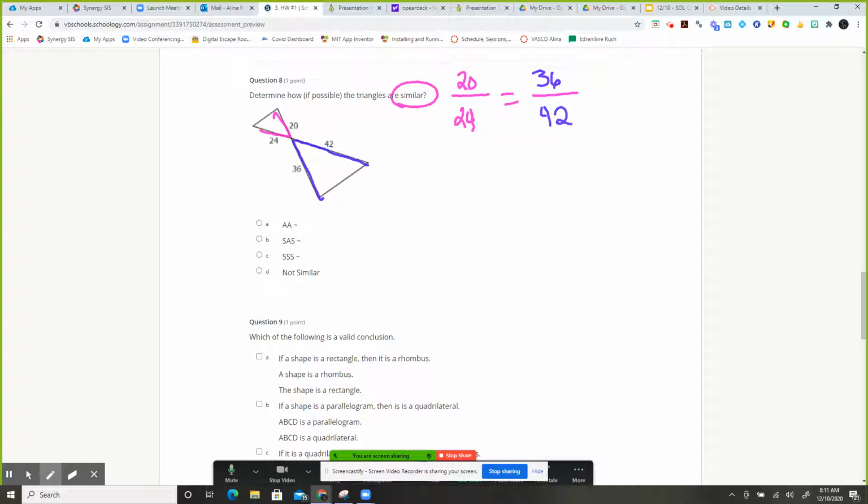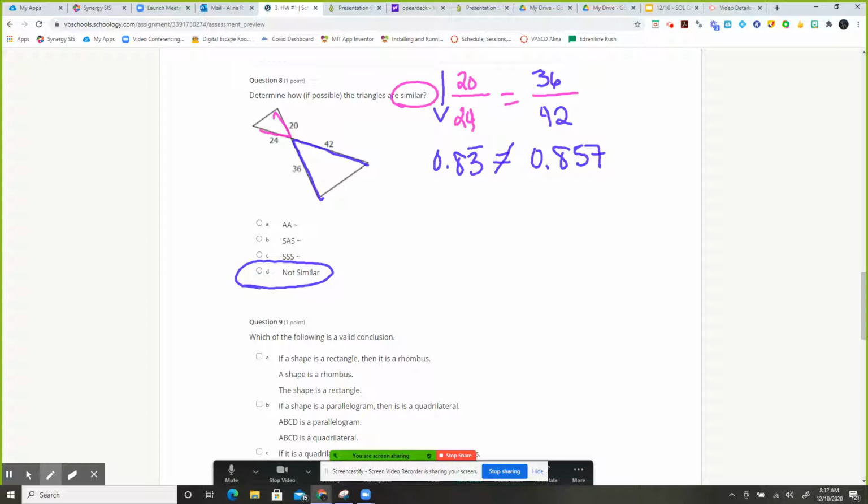Or does it matter? It doesn't matter. Which one do we want to do? Multiply or divide? Divide. Okay. So what is 20 divided by 24? 0.83. Sweet. And then 36 divided by 42. 0.8. So do those match? Are those equal to each other, or are they not equal to each other? Not equal. So we've got to say not similar.